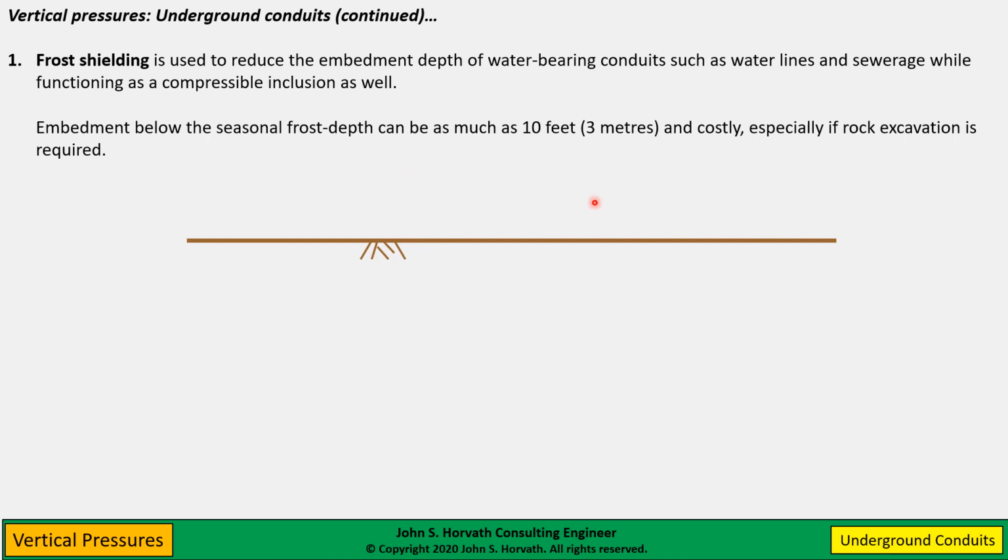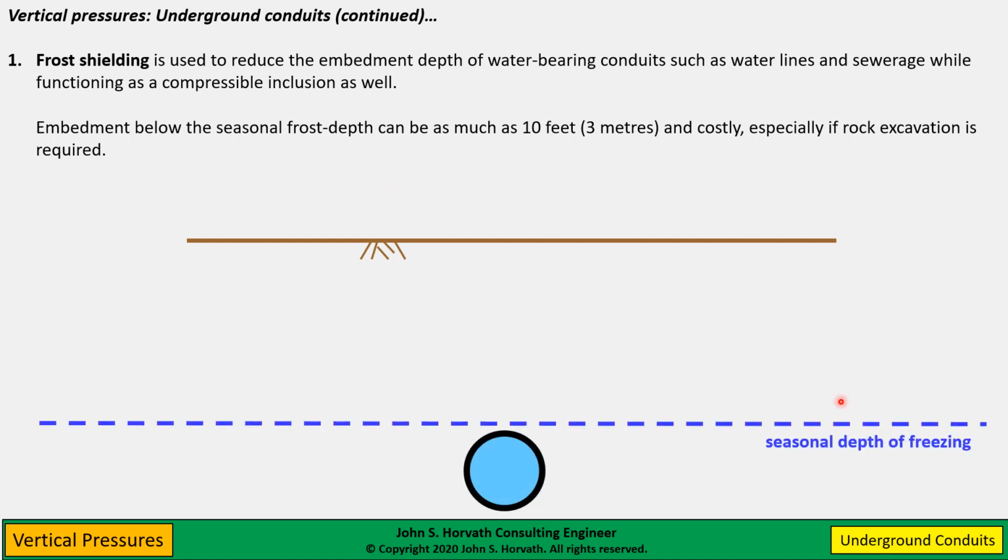And again, considering that seasonal frost depths can extend to as much as 10 feet or 3 meters, if you have to contend with rock excavation to achieve this, this could be extremely expensive construction-wise. So normally with a water-bearing underground conduit, you have to place it below the seasonal depth of freezing.